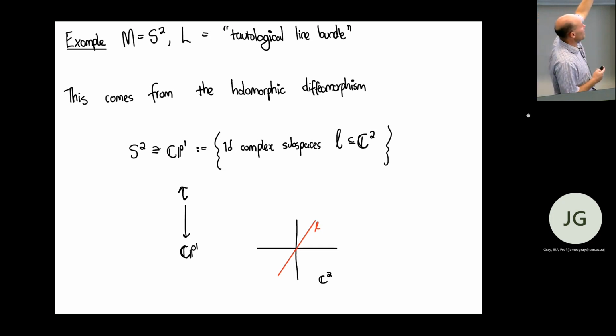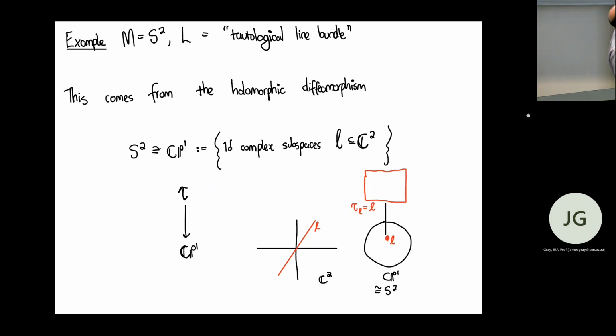So a point in CP¹ is a line in C². So this red thing is a point in CP¹. And associated to every point, I want to associate a complex line. That's what a line bundle is. So associated to this red thing, which is a point in CP¹, what line am I going to associate to it? The line itself. Right? So that's why it's called the tautological line bundle. Okay. That's clearly an extremely canonical line bundle that you can write down.